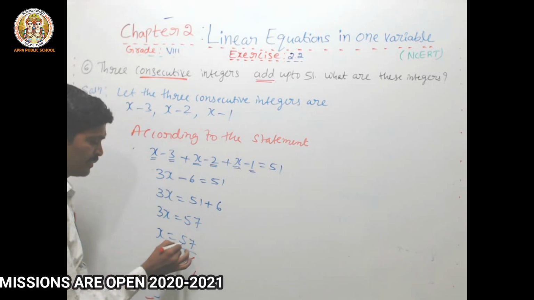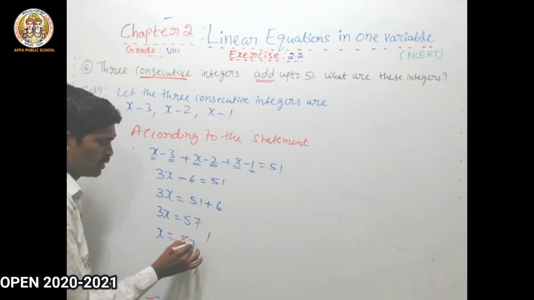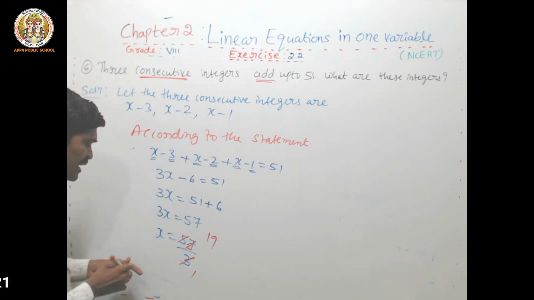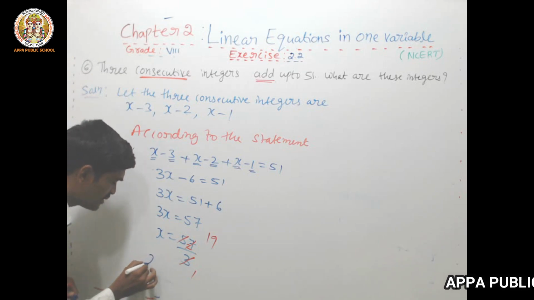3 1 is 3, 3 1 is 3, how much remaining? 2, then 3 9 is 27. Here we get x is equal to 19.